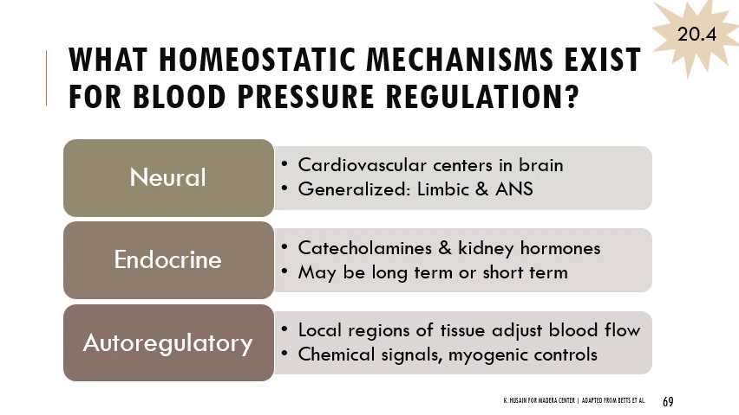In terms of endocrine components of regulation, there's catecholamines and kidney hormones. We'll focus on a few specific kidney hormones. Some of these might be long-acting or some might be short-acting in terms of how they regulate blood pressure. And then there's also these autoregulatory components, which are basically local regions of tissue that adjust blood flow. These might involve chemical signals or myogenic controls. So we'll work our way through neural, then endocrine, then autoregulatory mechanisms to control blood pressure.